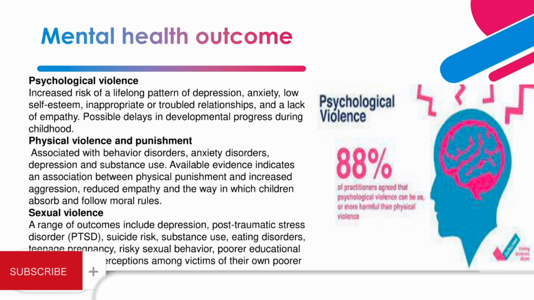Sexual violence. A range of outcomes include depression, post-traumatic stress disorder (PTSD), suicide risk, substance use, eating disorders, teenage pregnancy, risky sexual behavior, poorer educational outcomes, and perceptions among victims of their own poorer health.